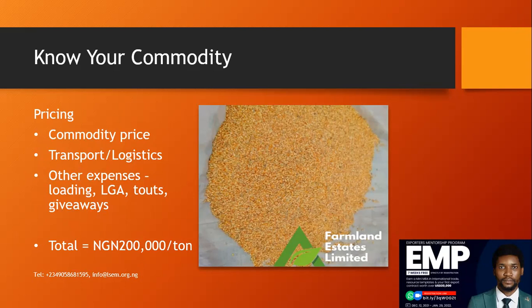Then you consider the transport and logistics that is going to go into loading that goods over there, taking it to the point where you have to supply it to maybe the company or the warehouse or the factory, and every other cost involved. Local government, loading, the people that will bring it out of the truck and all that. Then maybe you met some touts on the road, you have to settle them, you have to give them. So at the end of the day, you might have like maybe 250,000, maybe 300,000 per ton.